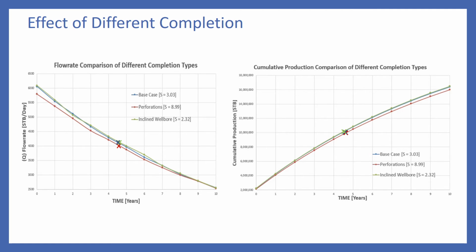The skin from the perforations did draw down production a few hundred barrels per day, whereas the inclined wellbore had seemingly no effect. The inclined wellbore took 4.5 years to hit the 10 million barrel mark, and the perforations took slightly longer to close to 4.7 years. The small change in production is most likely due to the fact that the IPRs were similar at high pressures of our well.